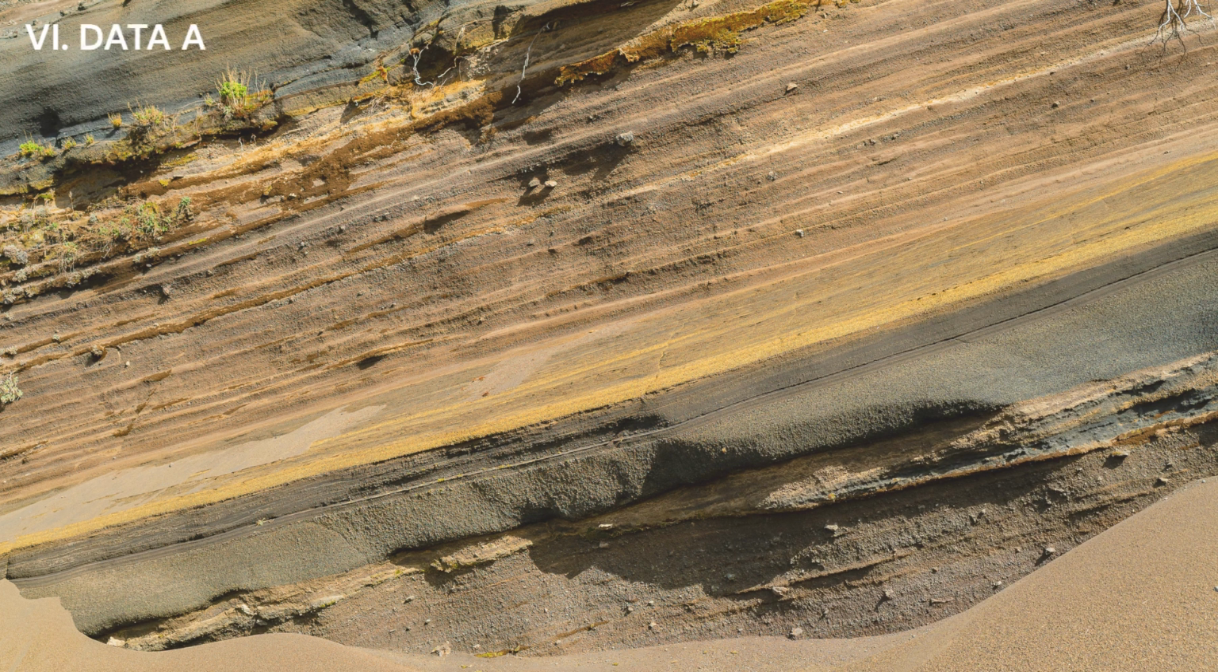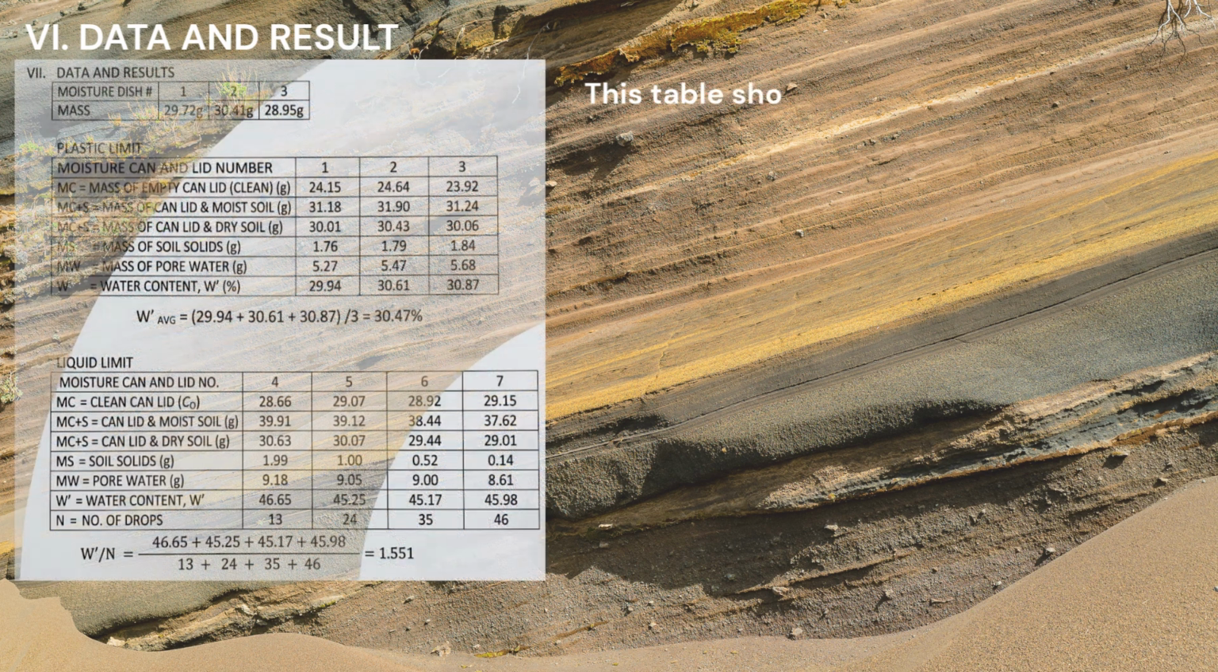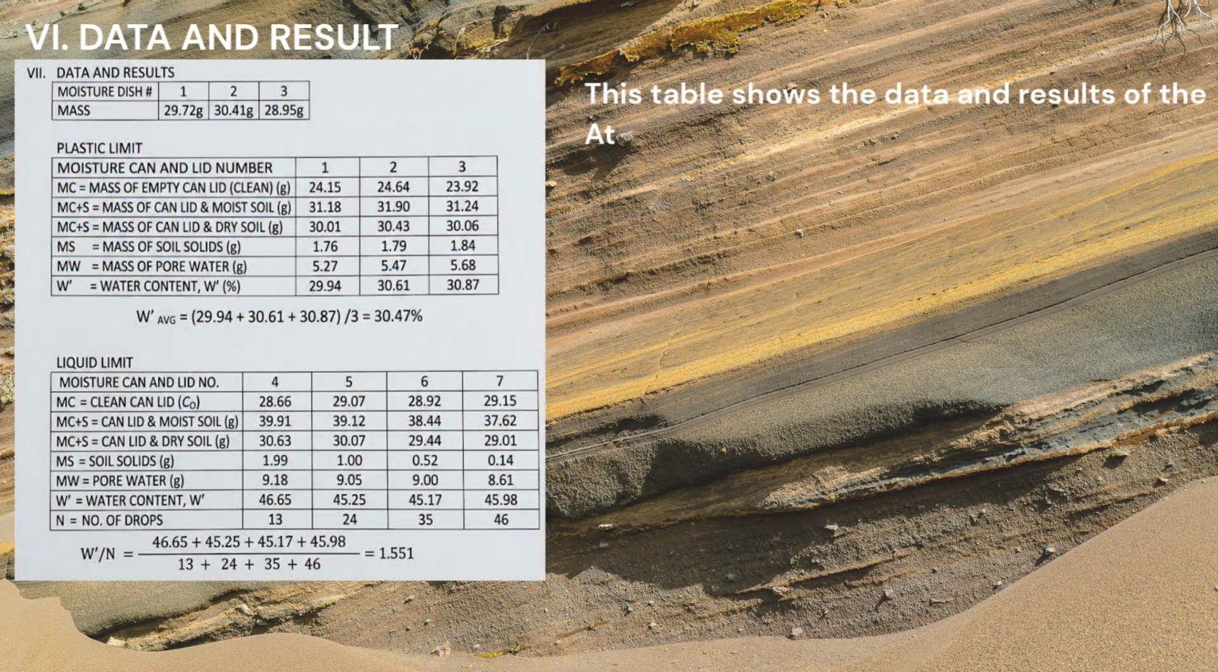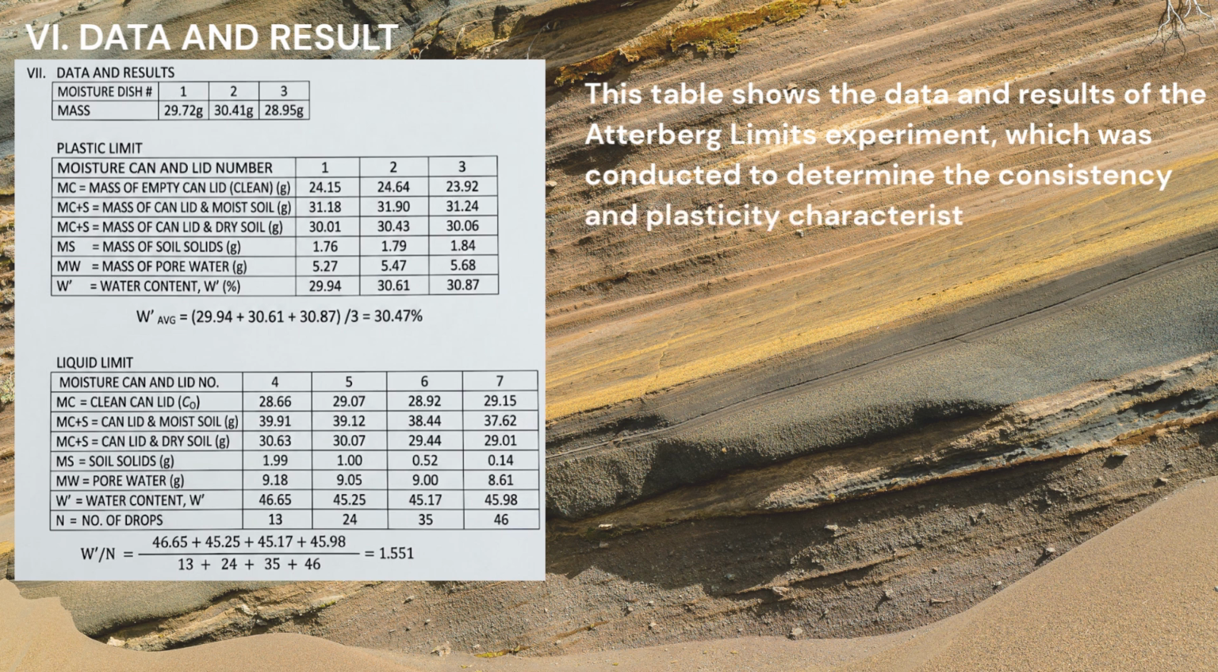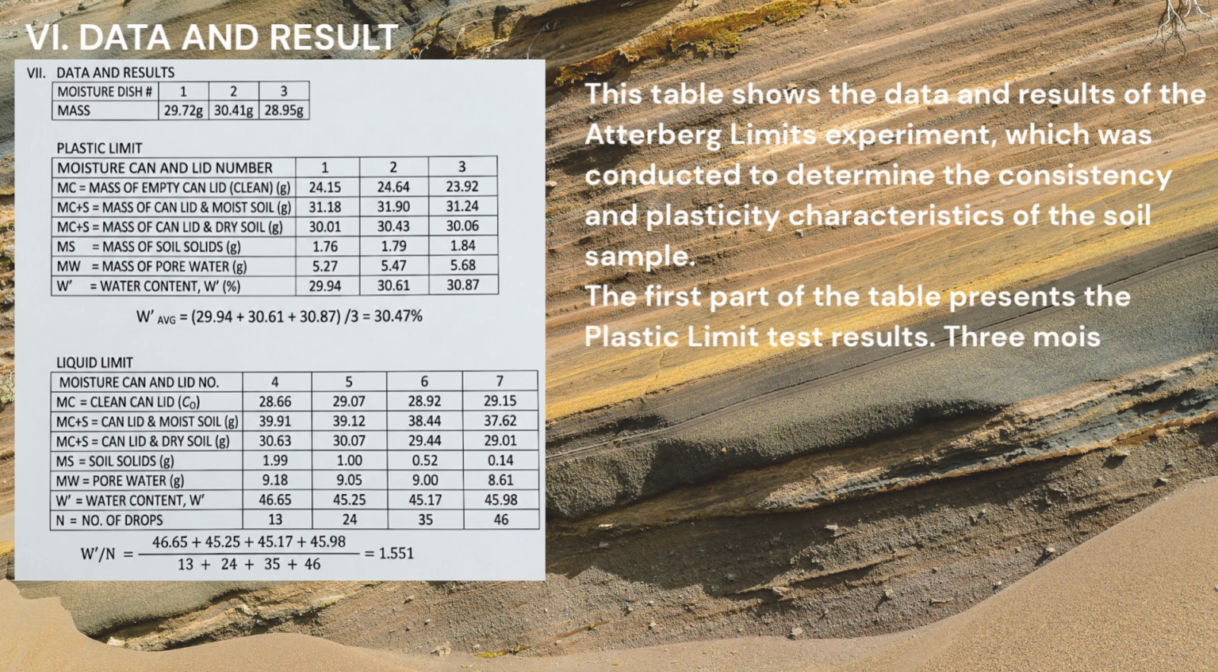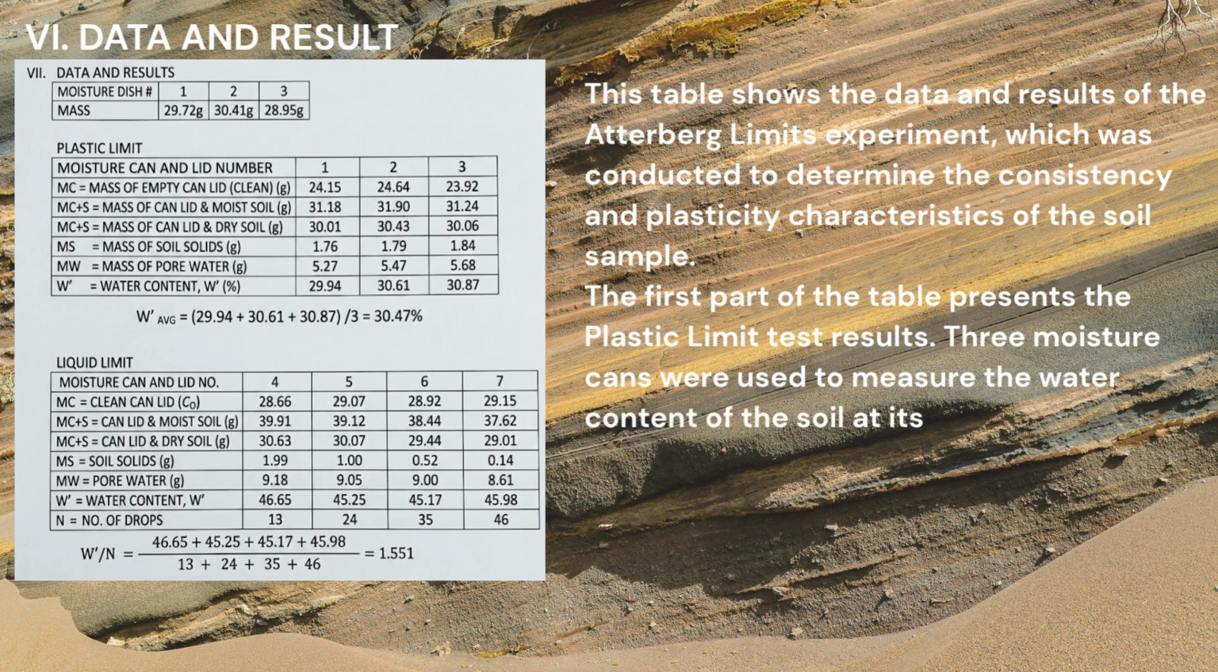Now for the data and results. This table shows the data and results of the Atterberg limits experiment, which was conducted to determine the consistency and plasticity characteristics of the soil sample. The first part of the table presents the plastic limit test results. 3 moisture cans were used to measure the water content of the soil at its plastic state.